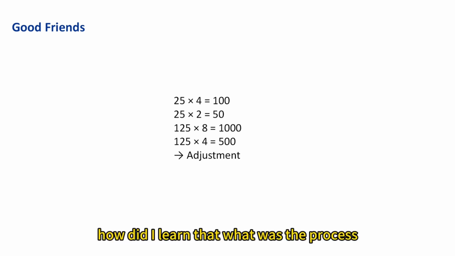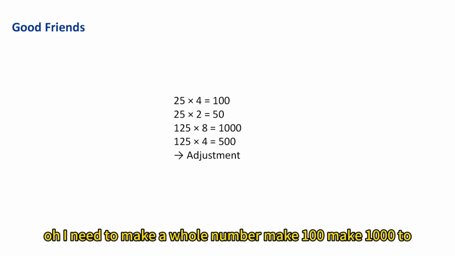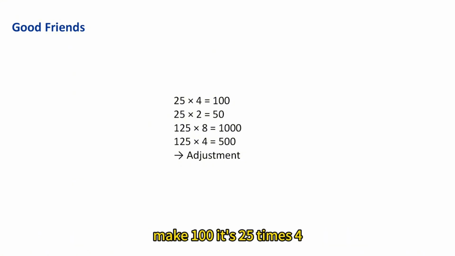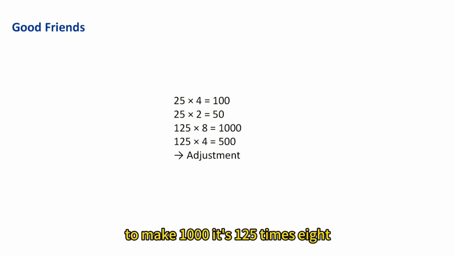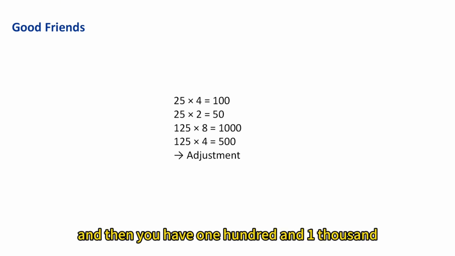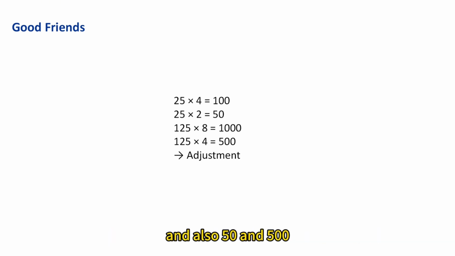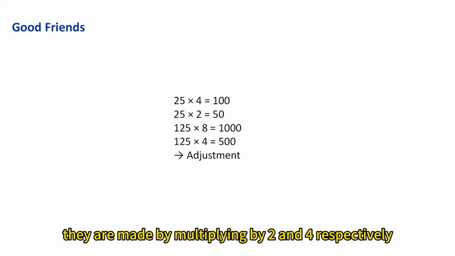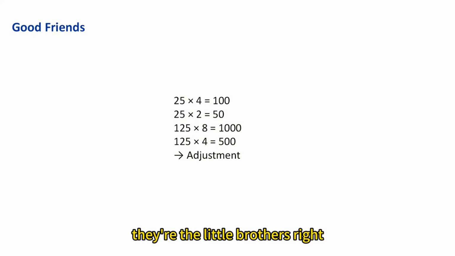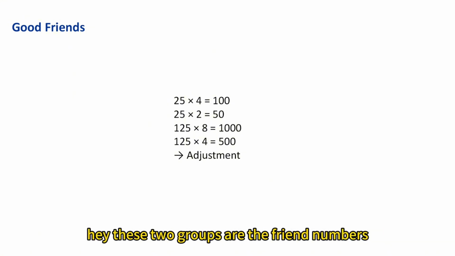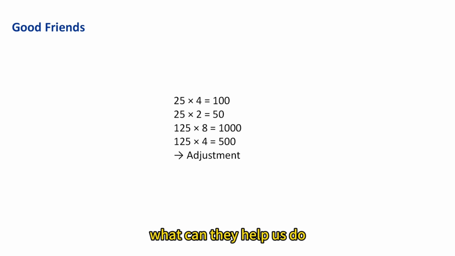Hey, how did I learn that? What was the process? Oh, I need to make a whole number. Make 100. Make 1000. To make 100, it's 25 times 4. To make 1000, it's 125 times 8. And then you have 100 and 1000, and also 50 and 500. They are made by multiplying by 2 and 4, respectively. They're the little brothers, right? These two groups are the friend numbers in multiplication. What can they help us do? They help us make a whole number, right?